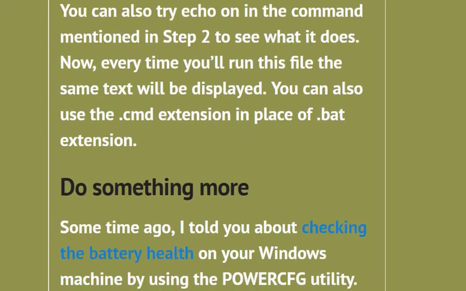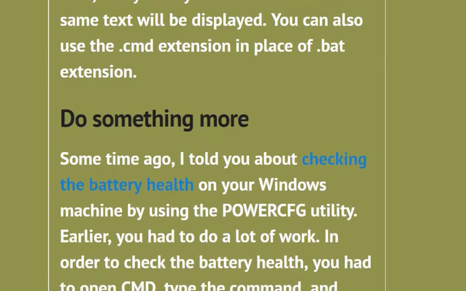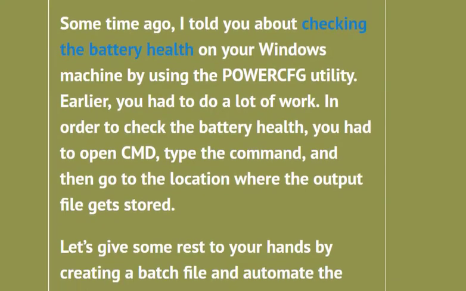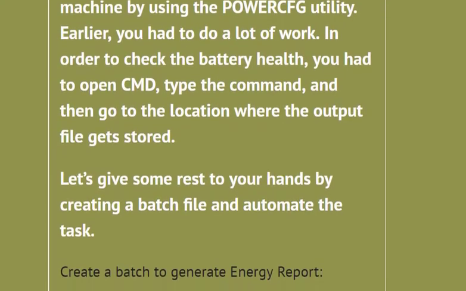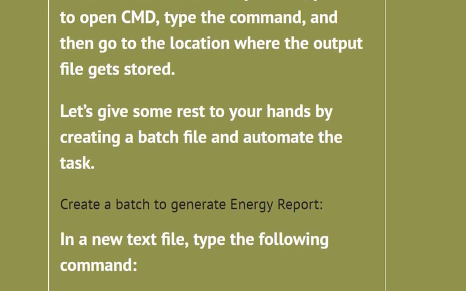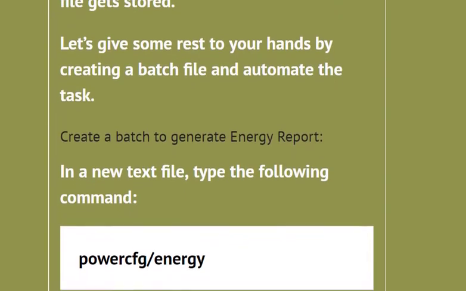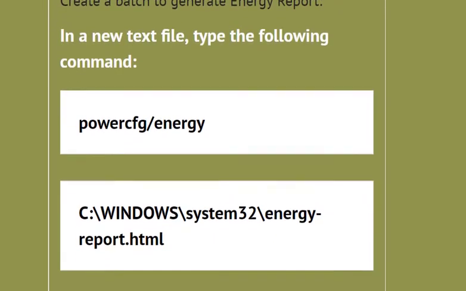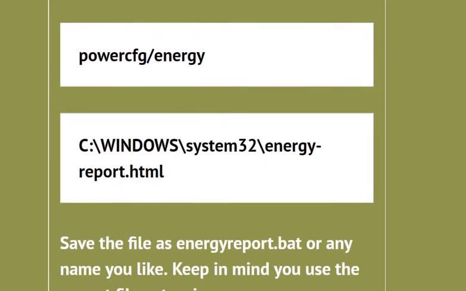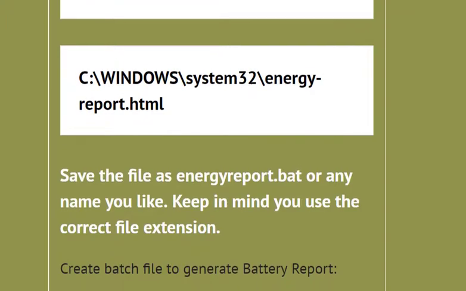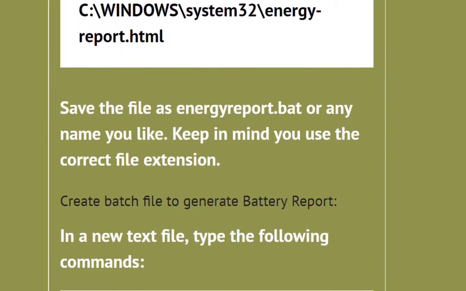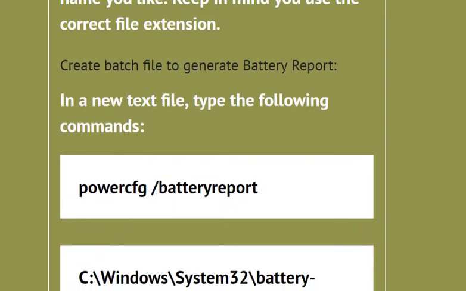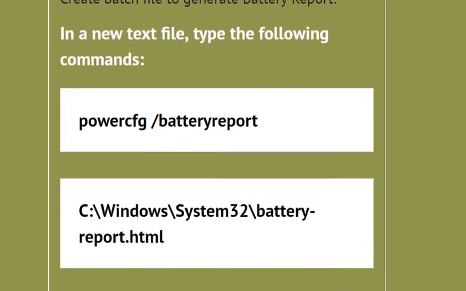Note, make sure the hide file extensions feature is turned off in Windows. Otherwise, you will not be able to change the file extension. To check, go to Control Panel > File Explorer Options > View tab > uncheck hide extensions for known file types. To run the batch file, simply double-click it. The CMD window will open automatically with the desired output. You can also try echo on in the command mentioned in step 2 to see what it does. Now, every time you run this file, the same text will be displayed. You can also use the .cmd extension in place of the .bat extension.